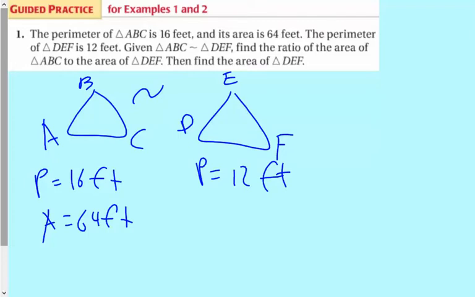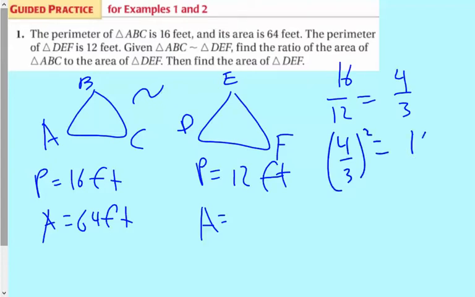Okay, so let's find the ratio of the areas. In order to do that, I need to have the ratio of the side lengths. So 16 over 12 is the ratio of their side lengths or their perimeter. So the ratio of their side lengths or their perimeter is going to be 4 to 3. And then I'm going to take 4 over 3 and square it, and that gives me 16 over 9. This is the ratio for area.